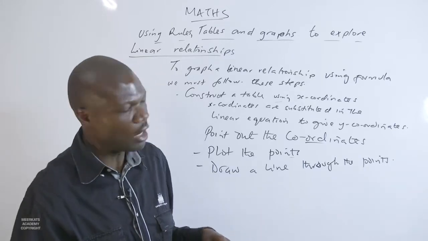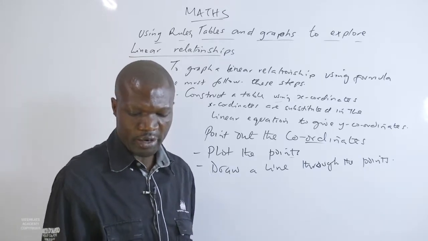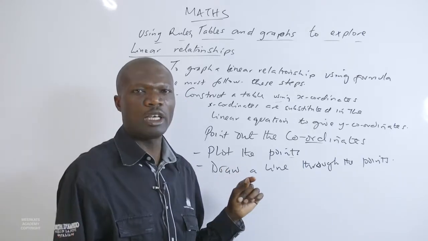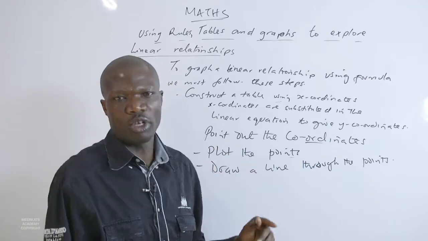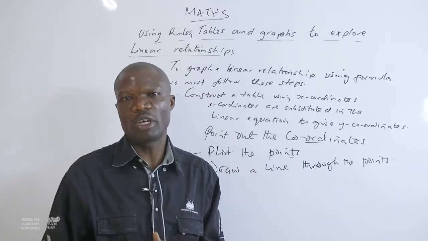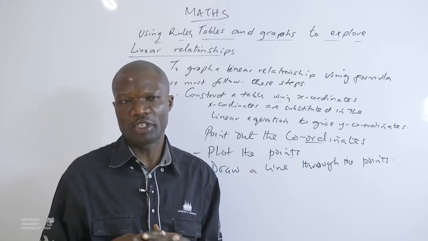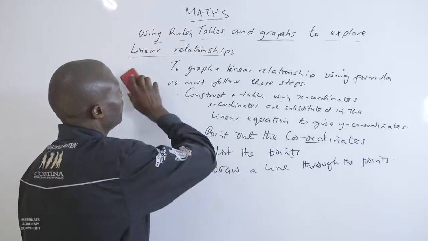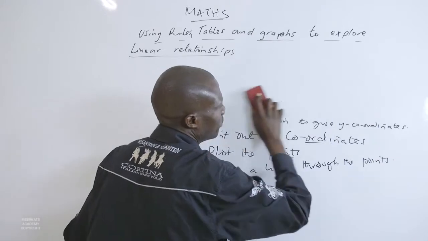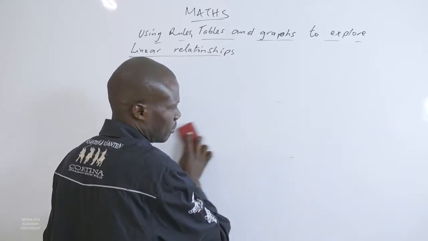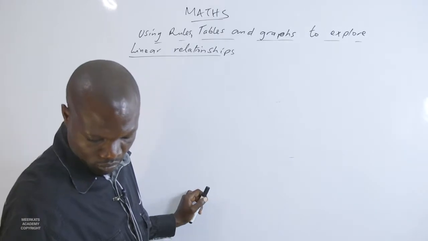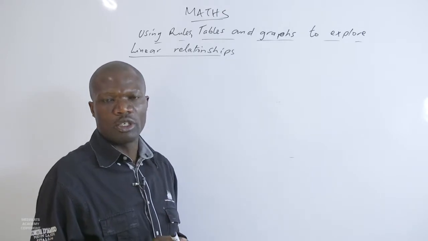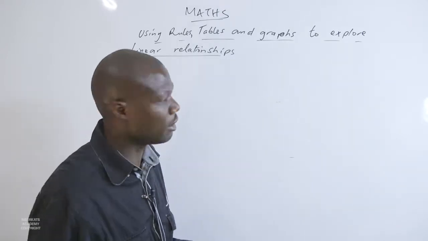So we need to observe these steps when we are constructing a linear equation. Generally, we must always observe the steps so that we can know whether this is a linear equation or it's not. This table will help us to identify such cases. So we want to look at a question on plotting a graph.